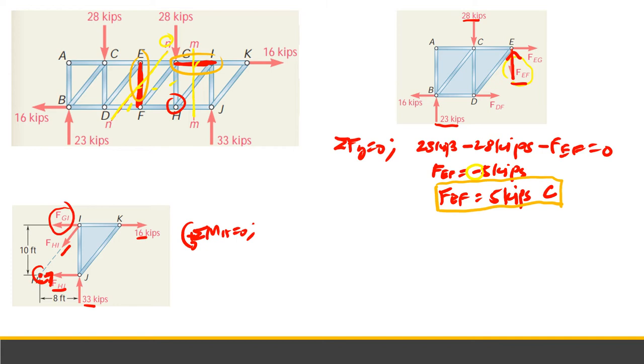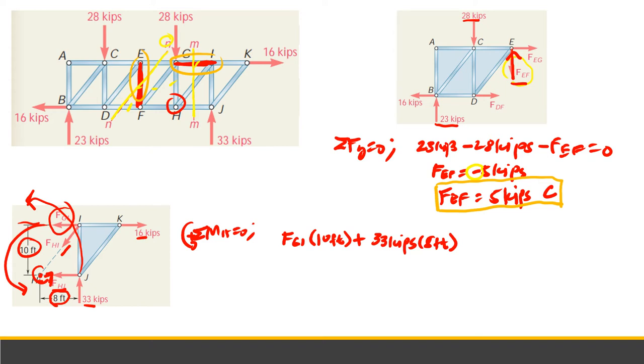Okay, so FGI will create a counterclockwise rotation with respect to H. So that is positive. So FGI multiplied by its perpendicular distance, which is yung 10 feet. Okay, so another counterclockwise yung effect ng 33 kips, which ang perpendicular distance niya is 8 feet. So plus 33 kips multiplied by 8 feet. And then, yung 16 kips naman is clockwise yung magiging effect niya. So that is 16 kips.